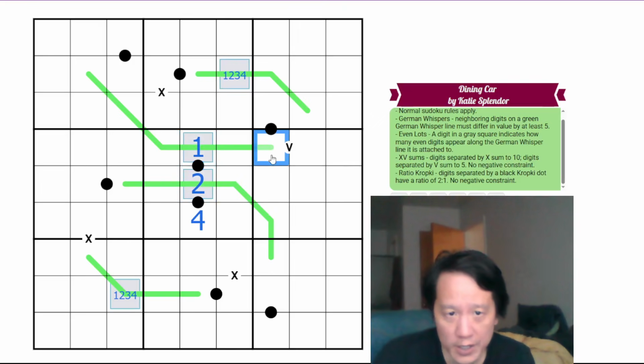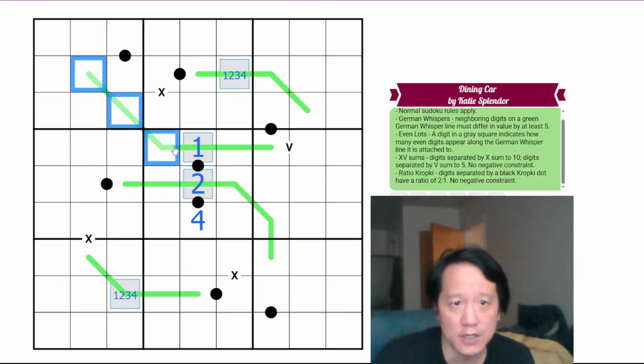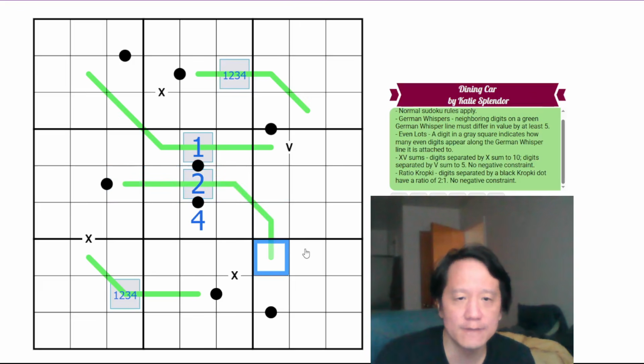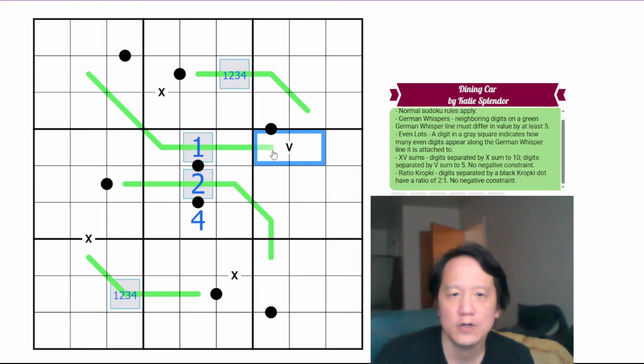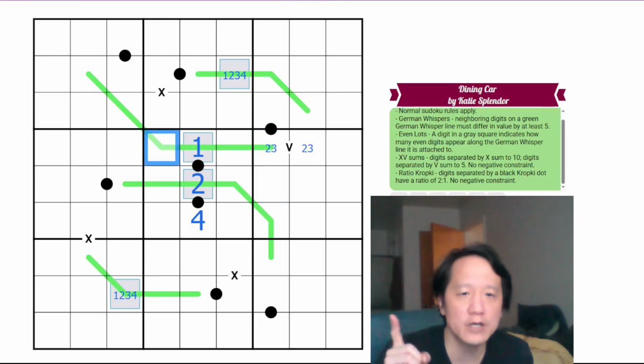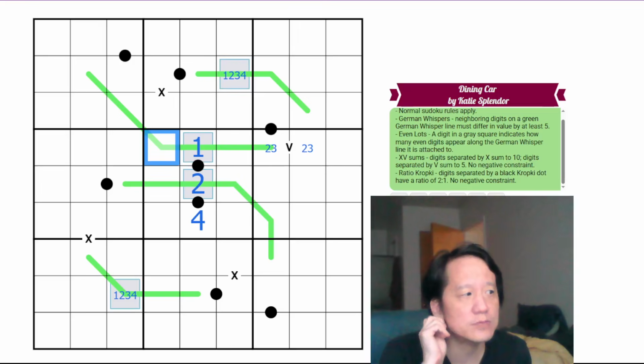So we have 1 even digit on this whisper 5 line. Here we have 2 even digits on this whisper 5 line. Also, this ratio here to add up to 5 must be 2 and 3 because we can't have 1 here. So this is a 2-3 pair here. 1 can only be next to 6.